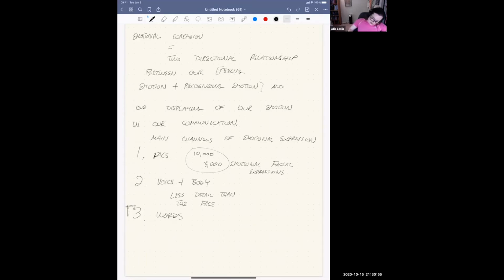So there are basic emotions and there are complex emotions. Basic emotions combine to make complex emotions. Okay, I'm going to erase this number 3 here because I'm going to write something.